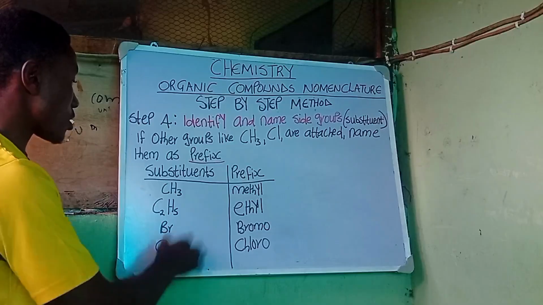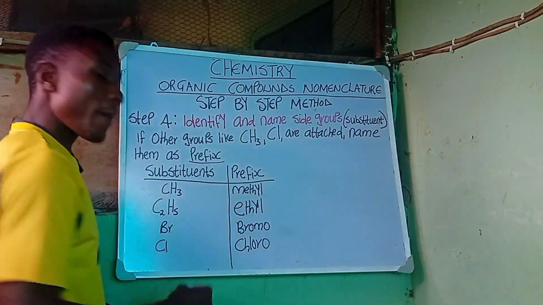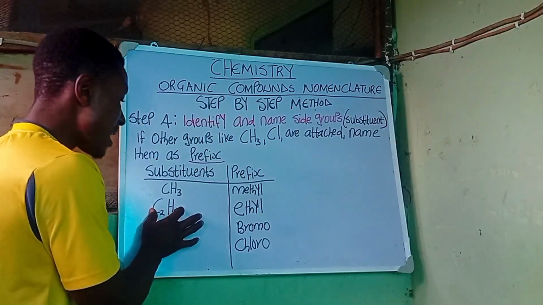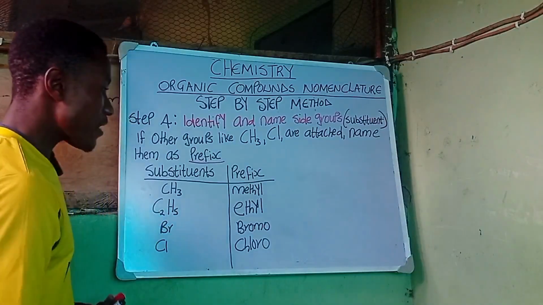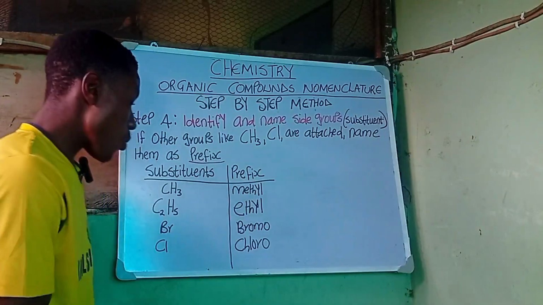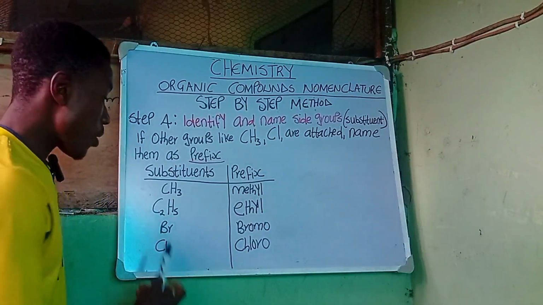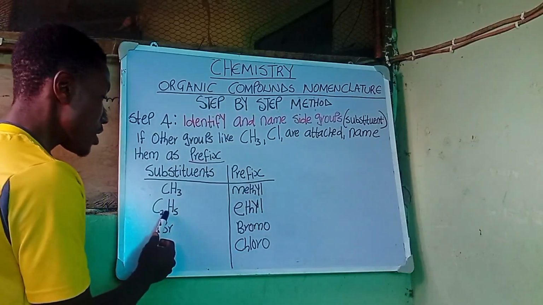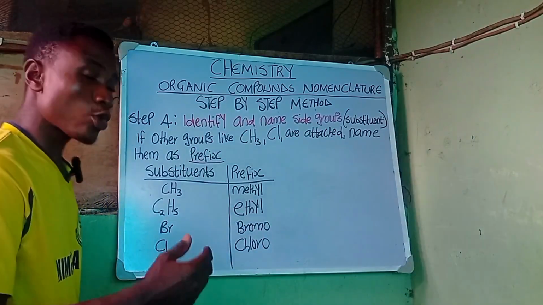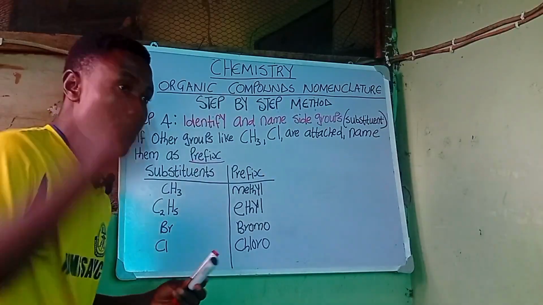The prefix for CH3 is methyl. C2H5 is ethyl. Br is bromo. And Cl is chloro. So we have CH3 methyl, C2H5 ethyl, Br bromo, Cl chloro, and a lot of them. So let's have a very simple example.